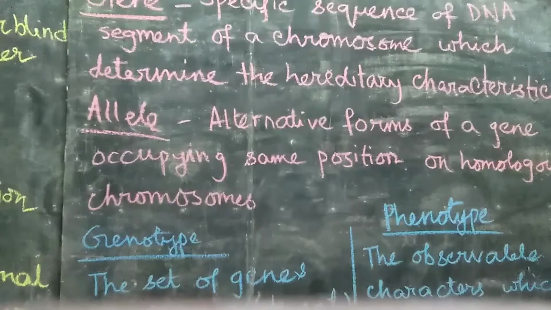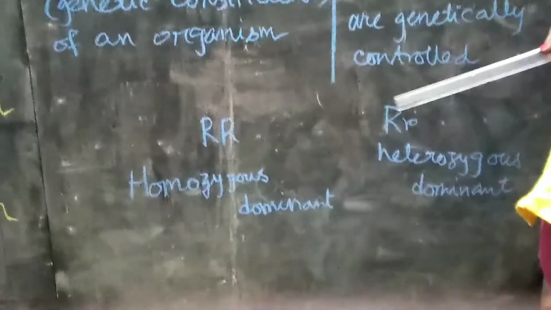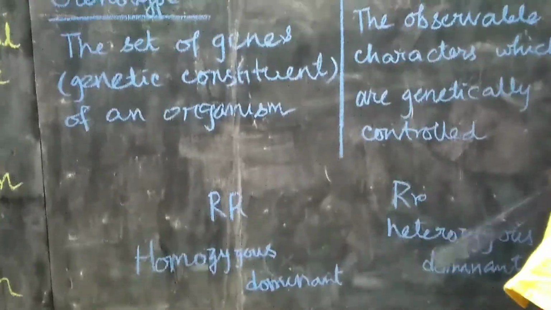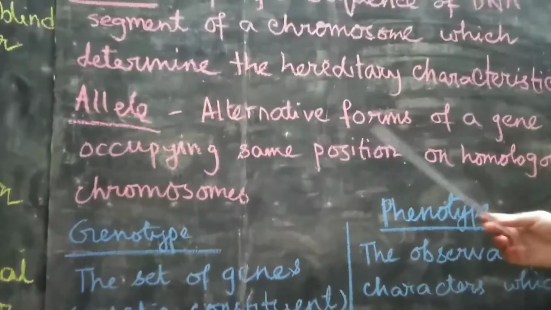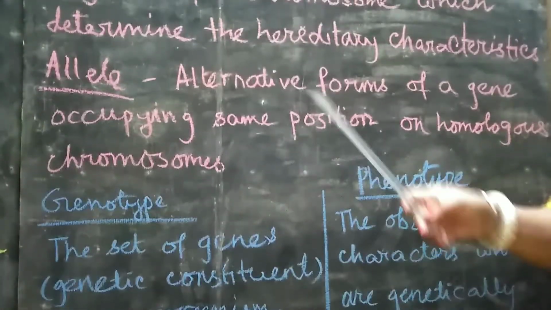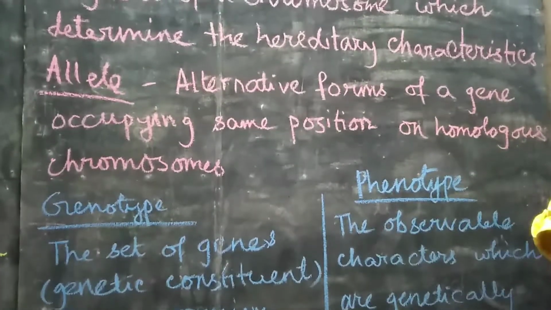Next is allele. I said you the genes are present in two different forms. Now come down to the board. Here also capital R, small r, two different forms. So these two are the alleles of each other. So the alternative forms of a gene occupying the same position of a chromosome are called alleles. Now see the definition: alternative form of a gene, capital R small r or capital T small t, occupying the same position, because genes are present on the chromosomes.